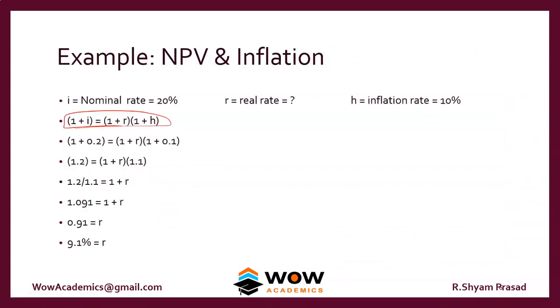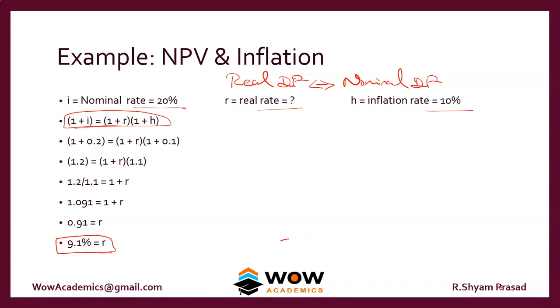So this is how you are going to find out the discount factor. Whether you are given a real discount factor or the nominal discount factor, you can interchangeably find out the other number. So the formula is 1 plus I equals 1 plus R into 1 plus H. We'll assume for this problem's sake that the nominal rate is 20%, the real rate we don't know, and inflation is 10%. Once you have applied this formula, finally we get an answer that the real rate is 9.1%.